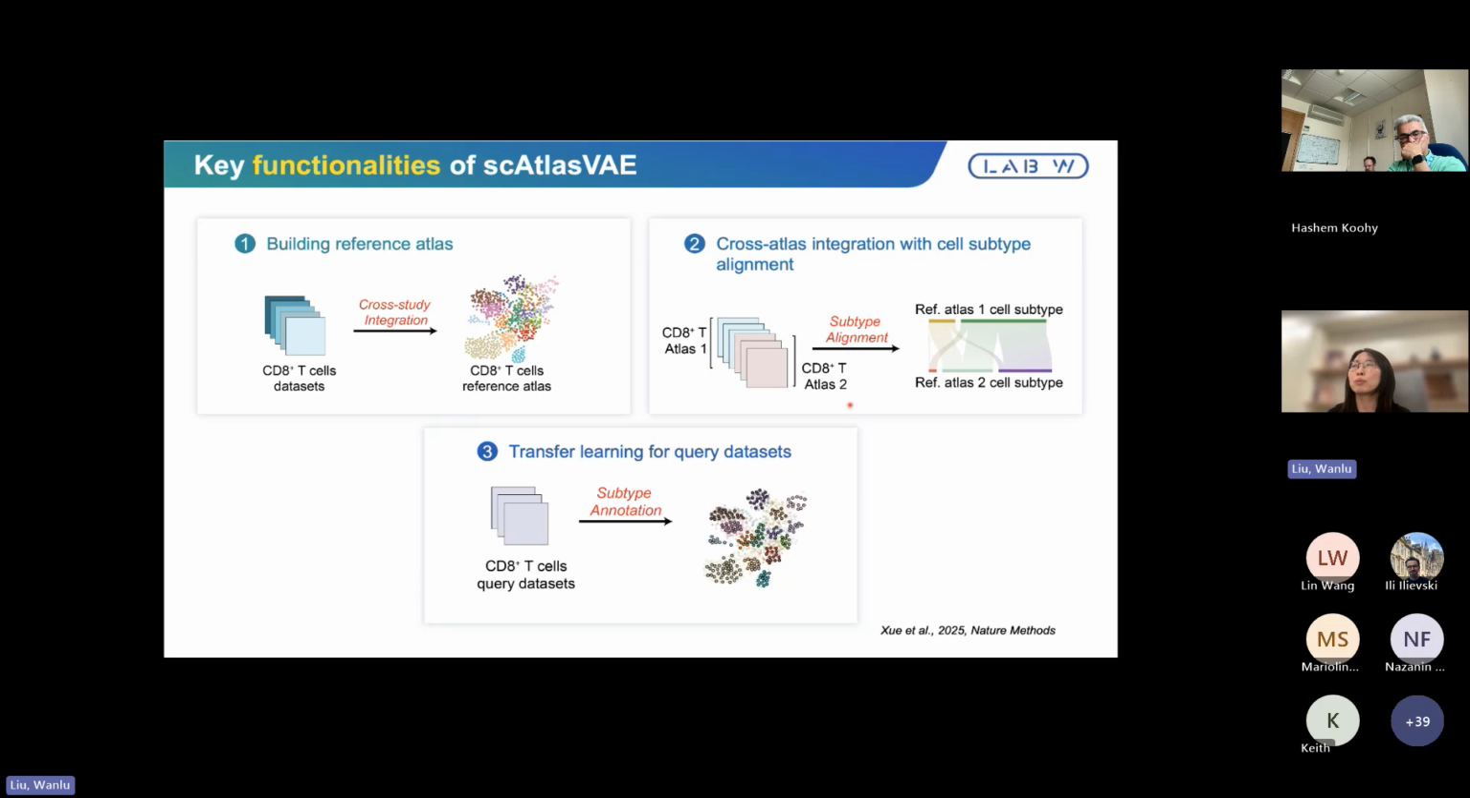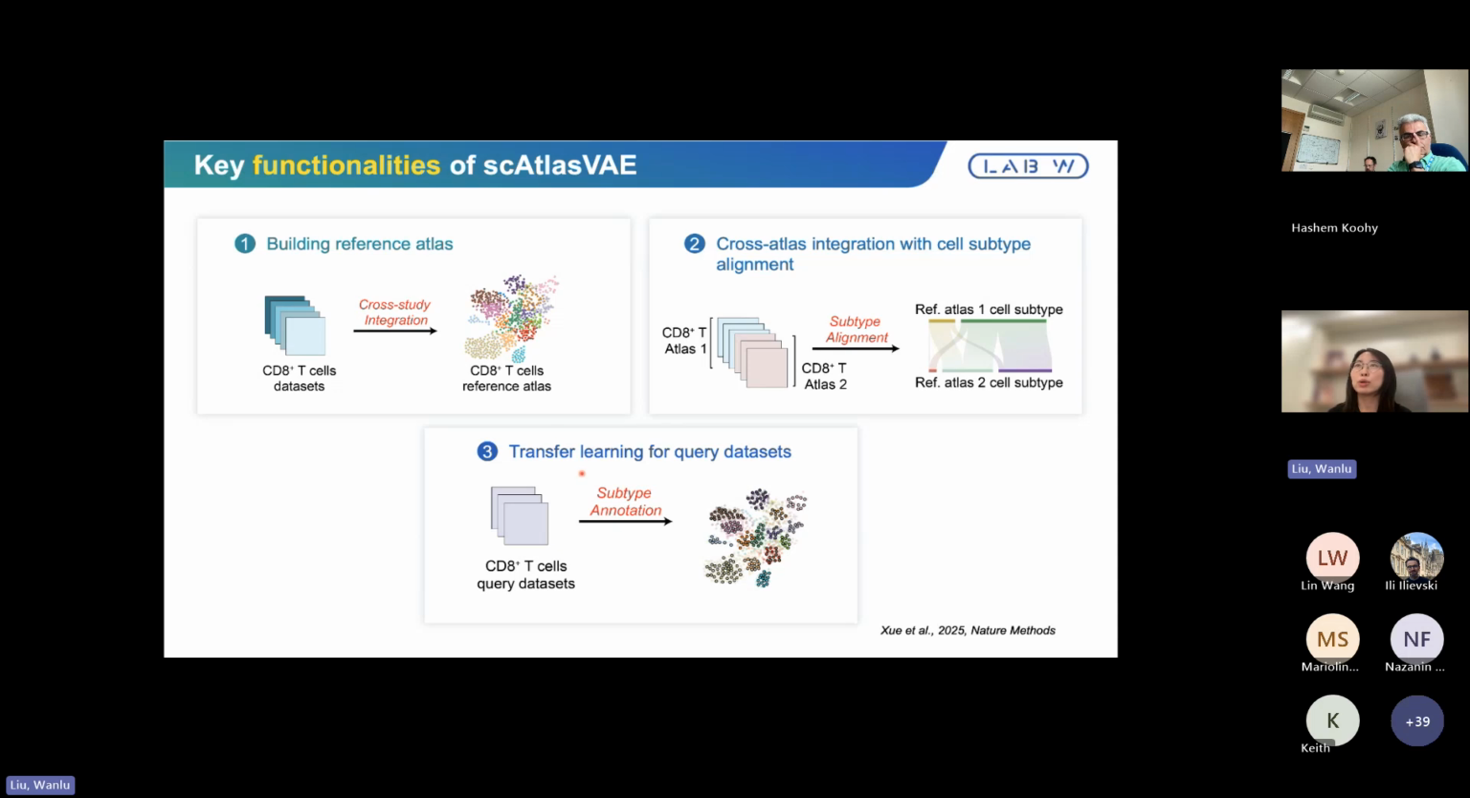As I mentioned before, because of our model design, it also allows us to do cross-atlas integration with cell type alignment. So if we have several atlases that contain all T cells, we can do subtype alignment. Different atlases have different cell type annotations, so you can align them to see how those cell types, even though they have different names, can be aligned.